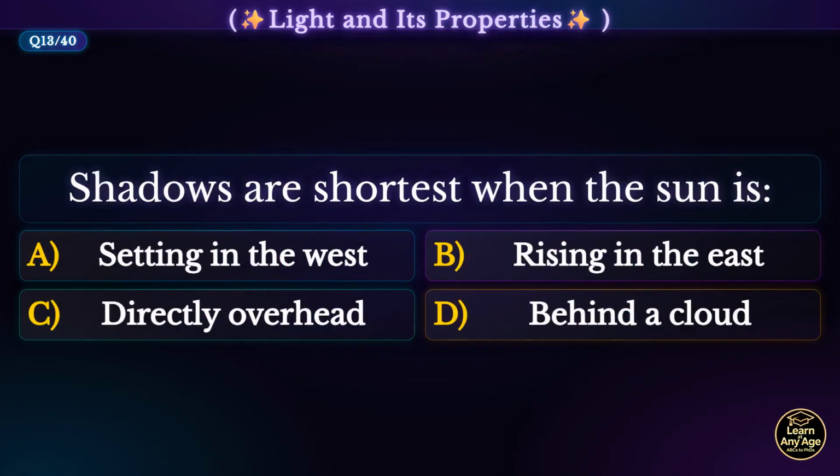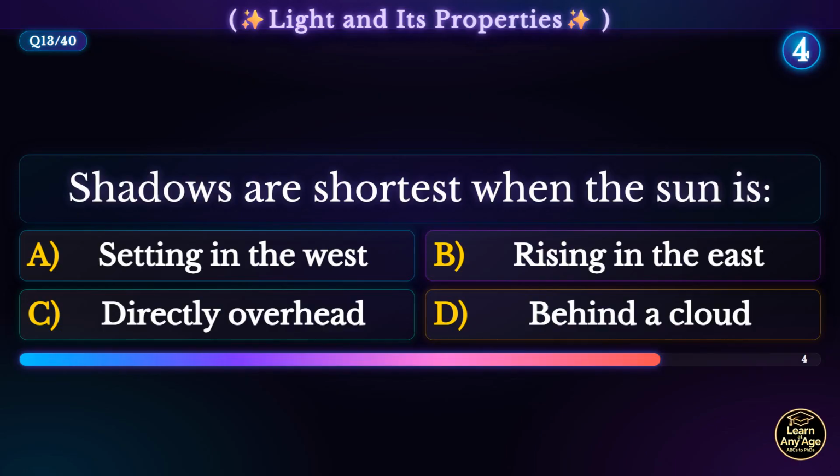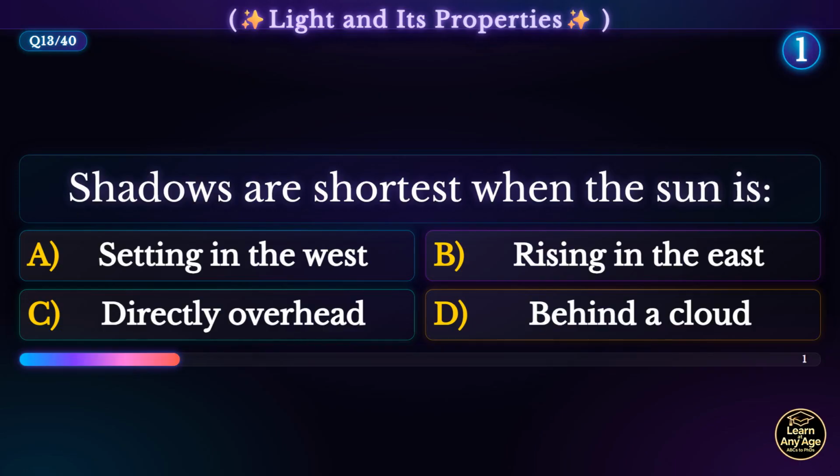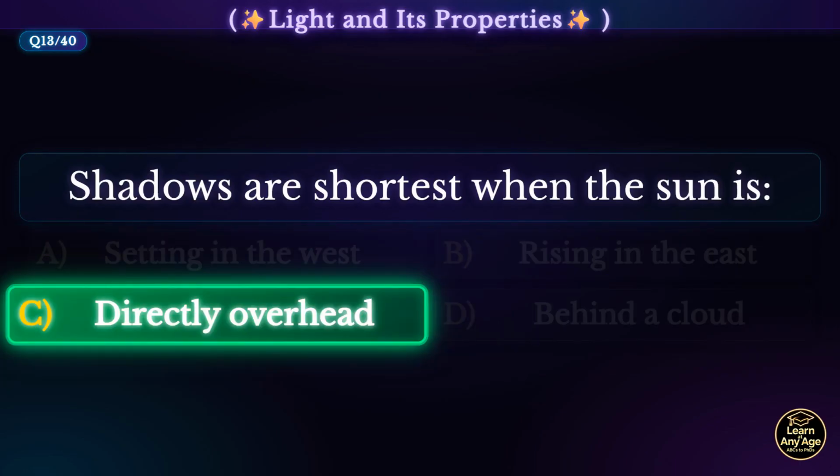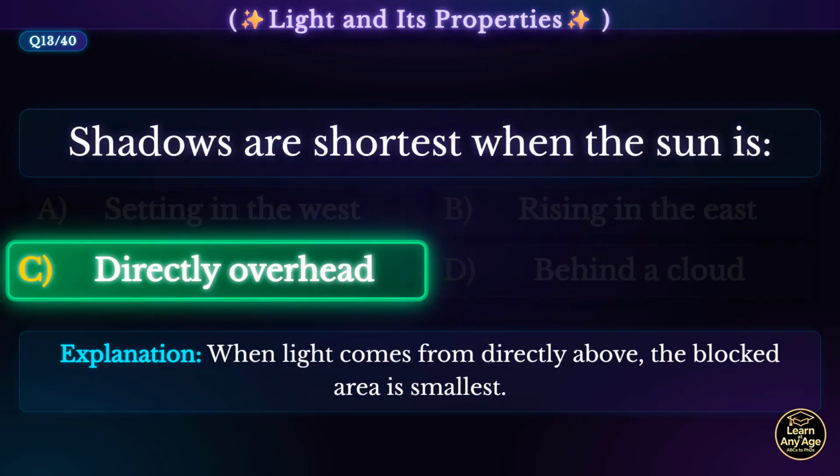Shadows are shortest when the sun is setting in the west, rising in the east, directly overhead, behind a cloud. Directly overhead. When light comes from directly above, the blocked area is smallest.